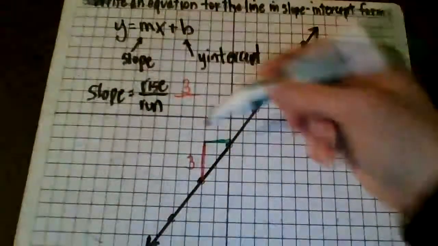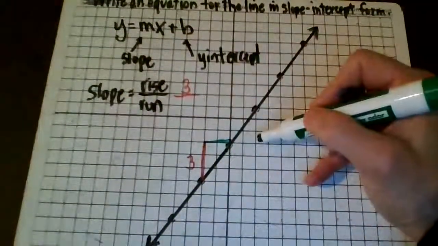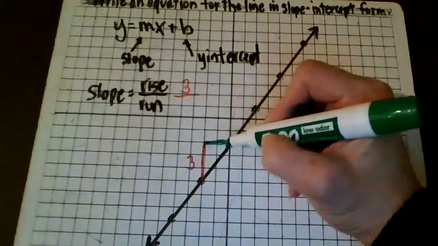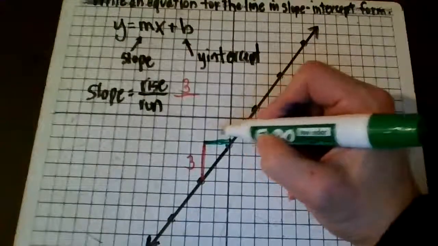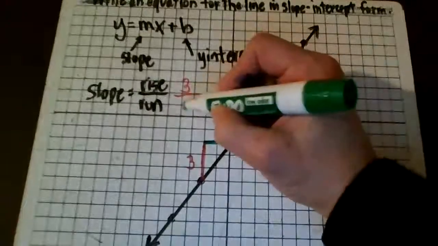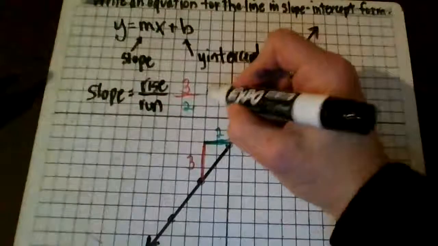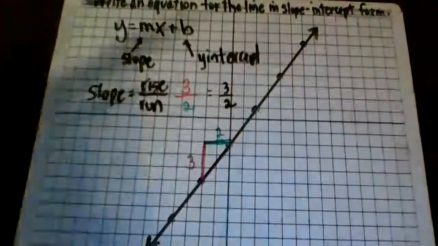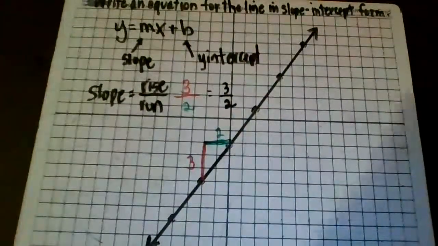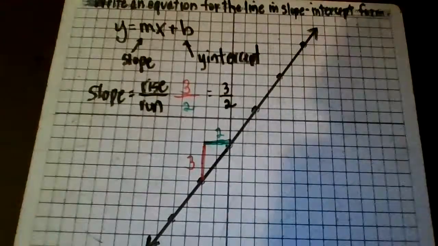Run means, like if I was running, how far would I go across? So run is right here, and run goes over 1, 2 boxes. So my run is 2, meaning my slope is 3 over 2. You leave it as an improper fraction, that is perfectly fine.